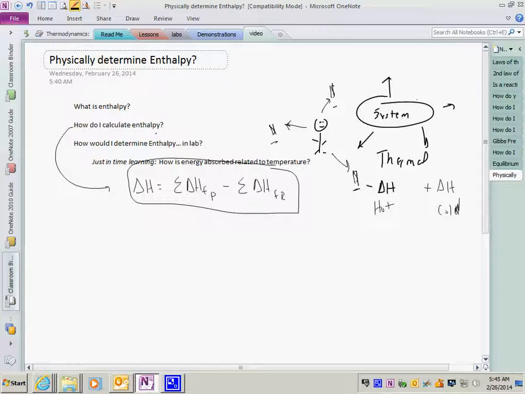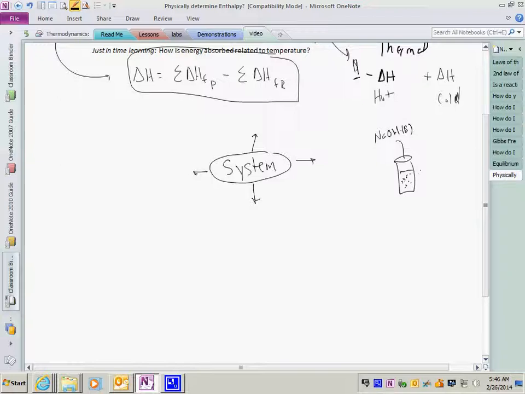It's harder to realize how a system loses energy because it's losing it in all different directions. So if I have a beaker containing water, and let's say we drop in some solid NaOH, then this stuff starts radiating energy to the water. The water's absorbing the energy, and therefore it starts to give off energy.